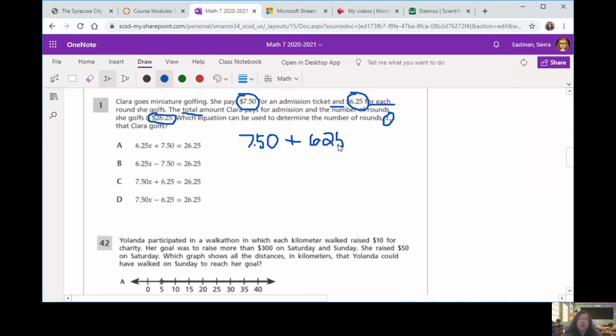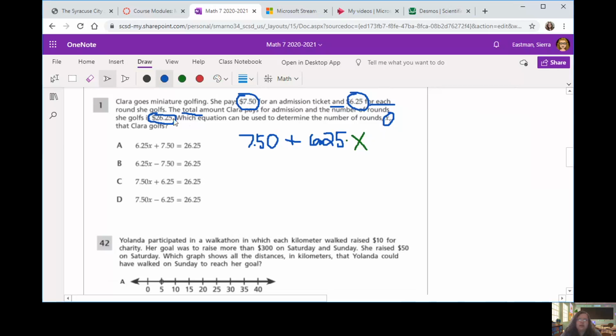Remember that I said the words for each mean that we're multiplying by some amount. If she only golfed one round, we would only need one of that amount of money. But if she golfed 2 rounds, we'd have to multiply by 2 to get the total amount of money. If she golfed 3 rounds, we multiply by 3, 4 rounds by 4. We don't know how many rounds. So that's where our variable is coming in. We're multiplying by just that x.